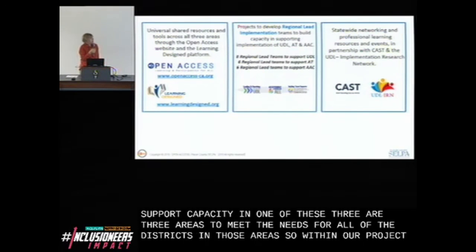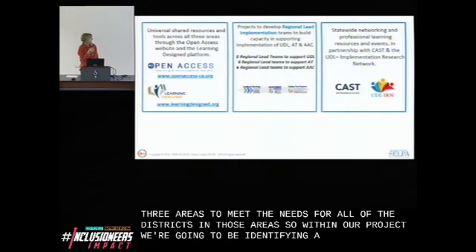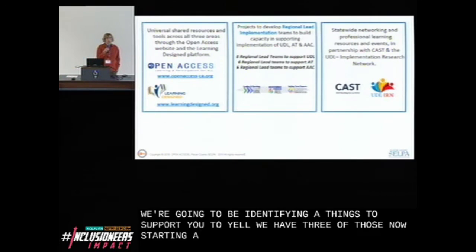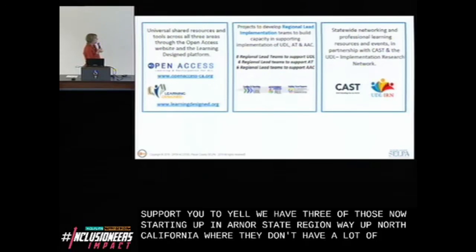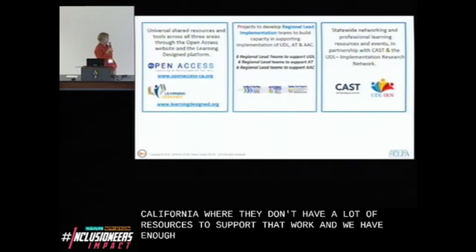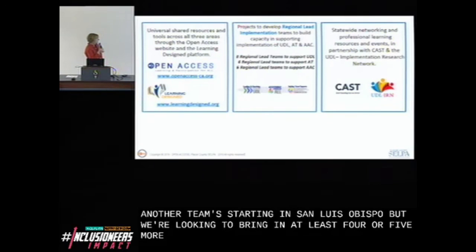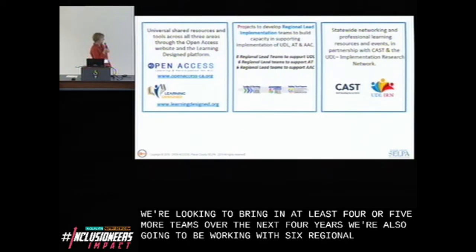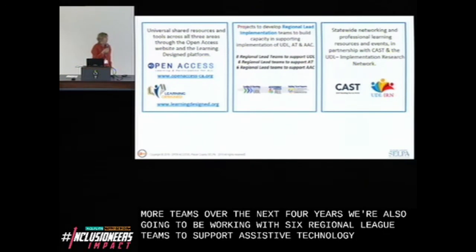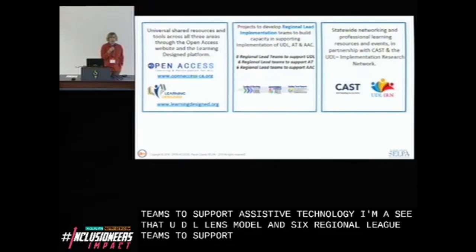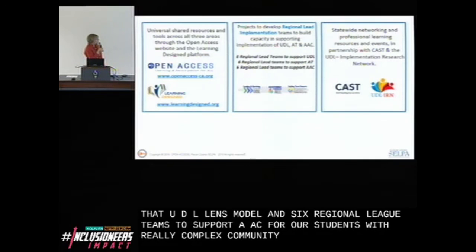So within our project, we're going to be identifying over the next 4 years up to 8 regional lead teams to support UDL. We have 3 of those now starting up in our North State region, way up North California, where they don't have a lot of resources to support that work. And we have another team starting in San Luis Obispo. But we're looking to bring in at least 4 or 5 more teams over the next 4 years. We're also going to be working with 6 regional lead teams to support assistive technology through that UDL lens model, and 6 regional lead teams to support AAC for our students with really complex communication needs.